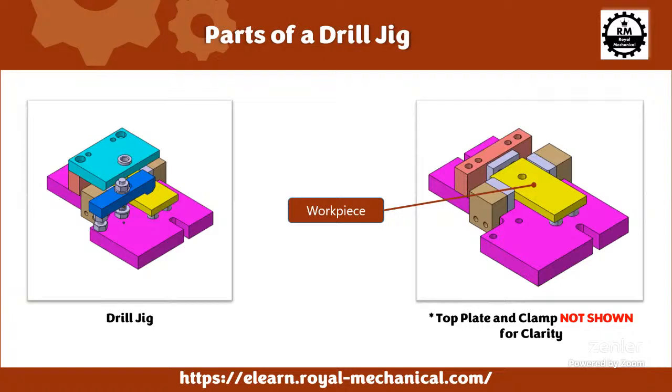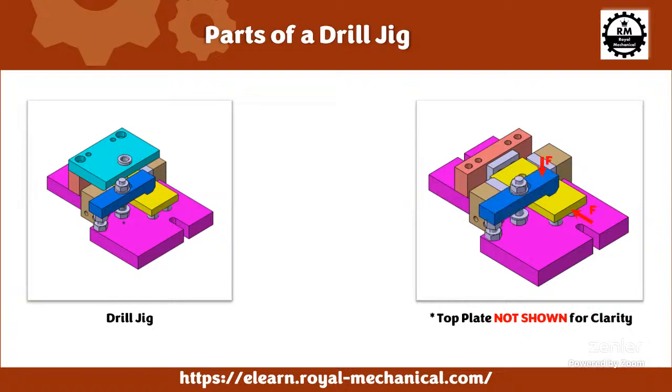2 side locators. Now the operator can push the raw material against the front locator. He can push it using his hand so that the workpiece will butt against the front locator. Then we have this clamp which will hold the workpiece in position. In this case, I have not shown the top plate for better clarity.